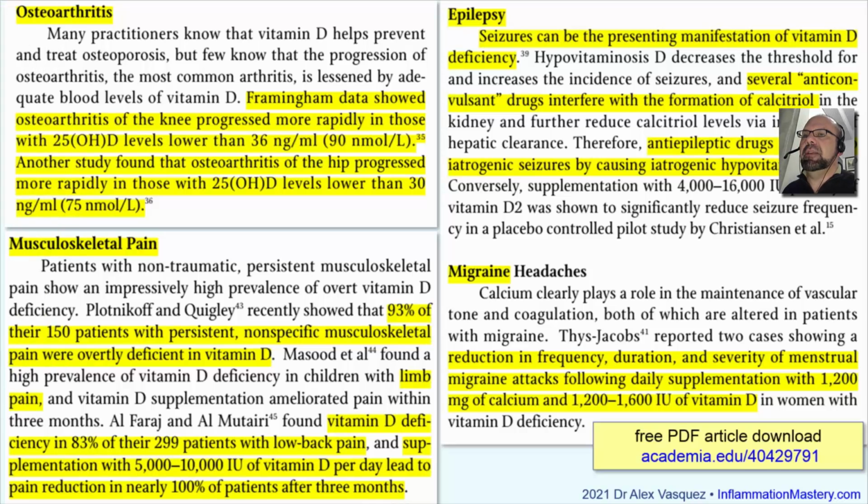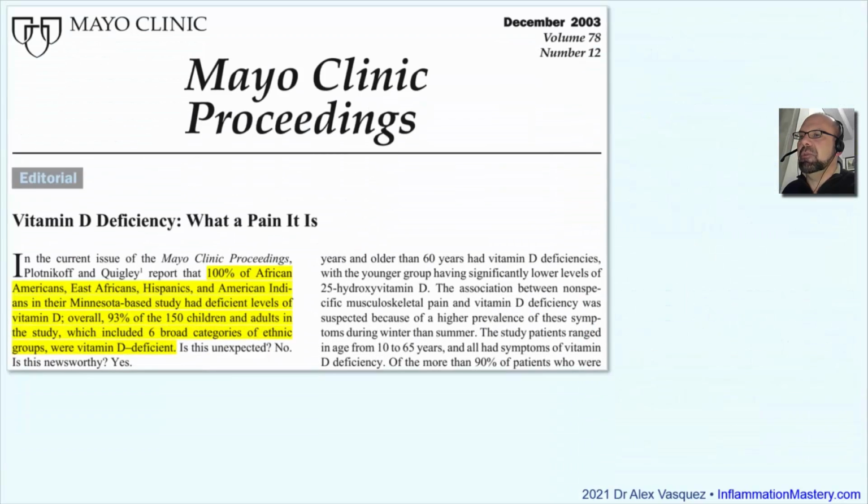Earlier, I mentioned seizures and epilepsy. Seizures can be the presenting manifestation of vitamin D deficiency. Also, migraine headaches are made worse within a clinical context of vitamin D deficiency. So for example, am I stating that vitamin D cures migraine headaches? No, I'm saying that vitamin D deficiency makes migraine headaches worse through the mechanisms that I've already defined. And when we're working with a patient who has migraine headaches, we should certainly test them for and treat them for vitamin D deficiency.